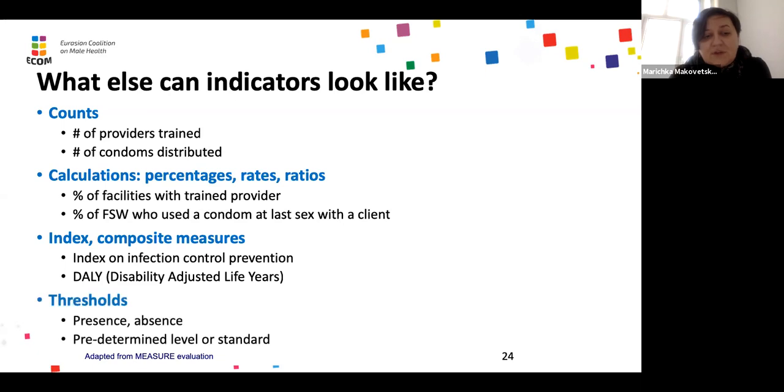Then thresholds, so presence or absence of something. Let's say in your country or in your region you don't have any prevention programs, or any programs on substitution treatment because the treatment is not available. Or you may have a predetermined level of standards. So that's also a very good example of thresholds that you may have in your country.